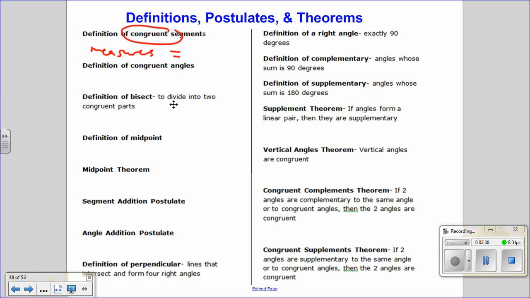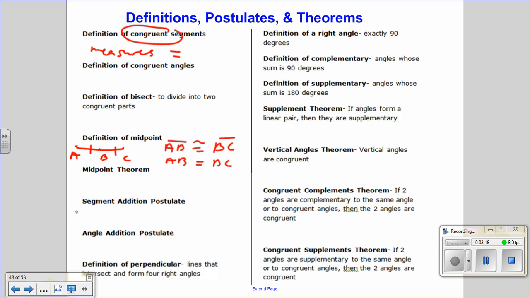You need to know how a midpoint behaves, and the definition of a midpoint is, for example, let's say I have a segment ABC where B is the midpoint. So if B is the midpoint, AB is congruent to BC, which means that their measurements are equal. So AB equals BC. So that's the definition of a midpoint.